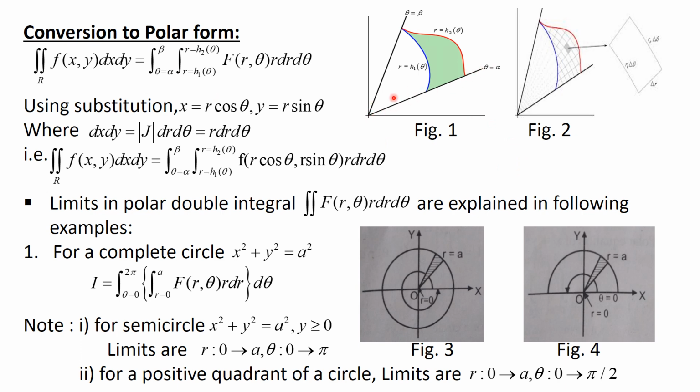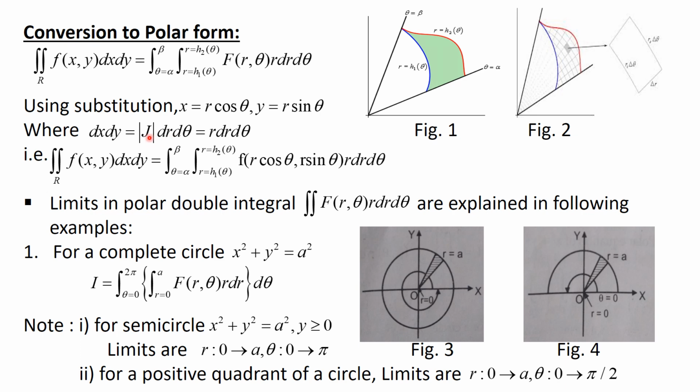Theta equal to alpha is one line, theta equal to beta is another line. So consider the result in terms of theta varying from alpha to beta. The substitution required is x equal to r cos theta, y equal to r sin theta, which is a conversion from xy to r and theta terms. The value of dx dy is nothing but the Jacobian times dr d theta.